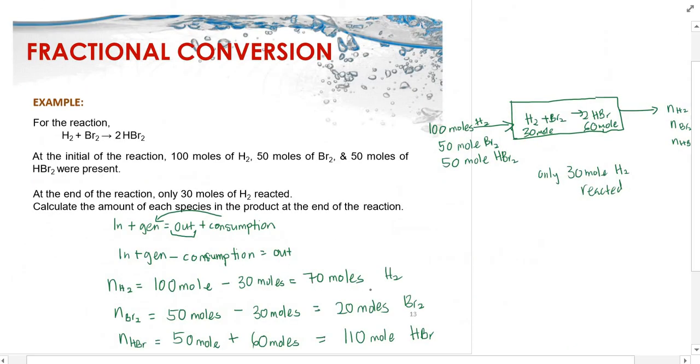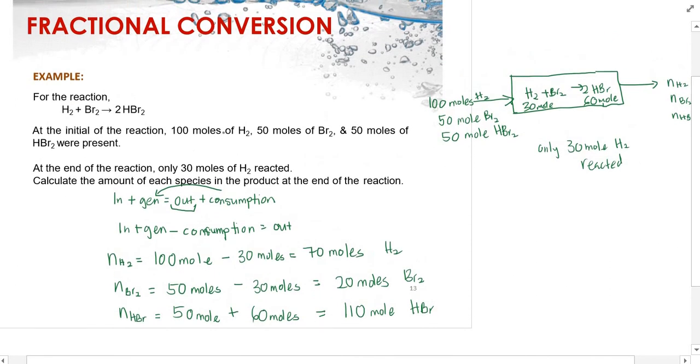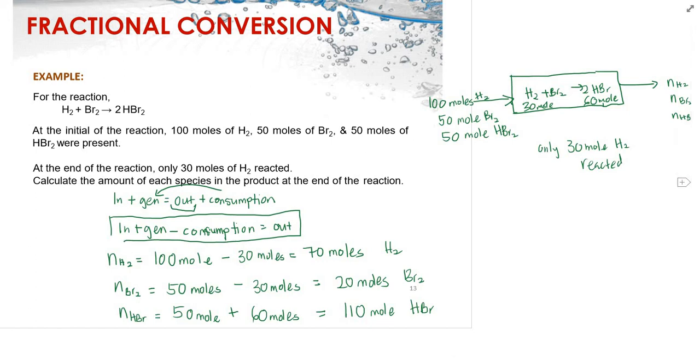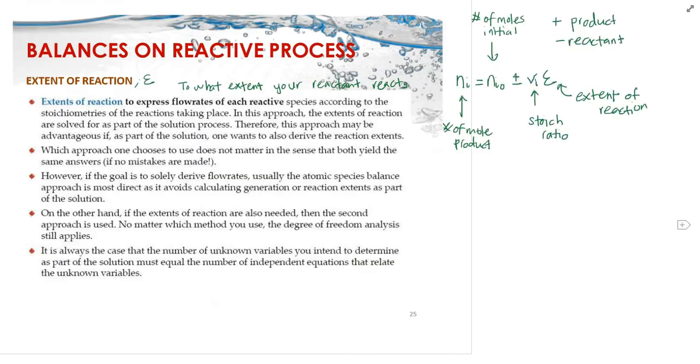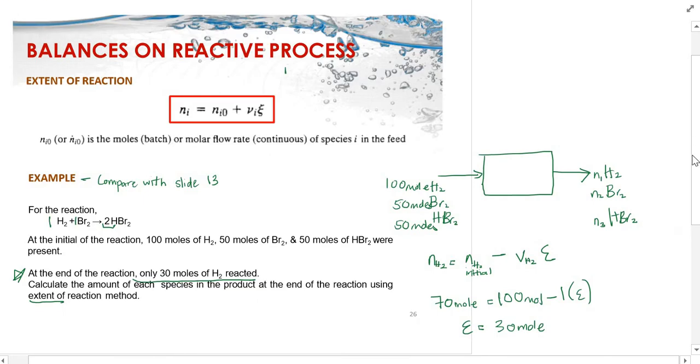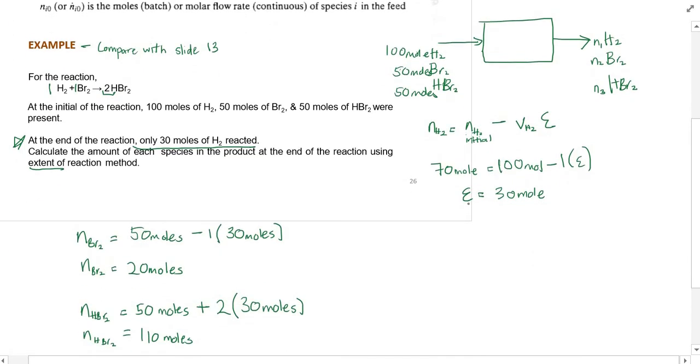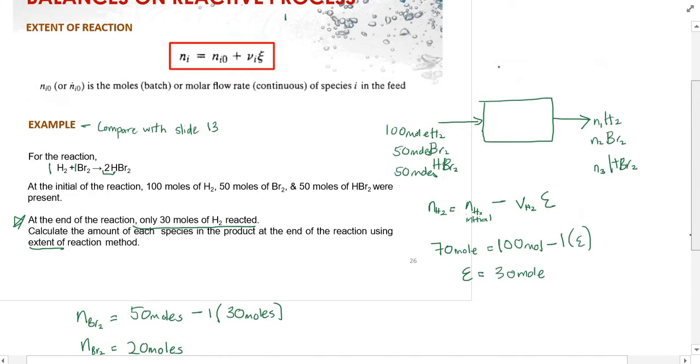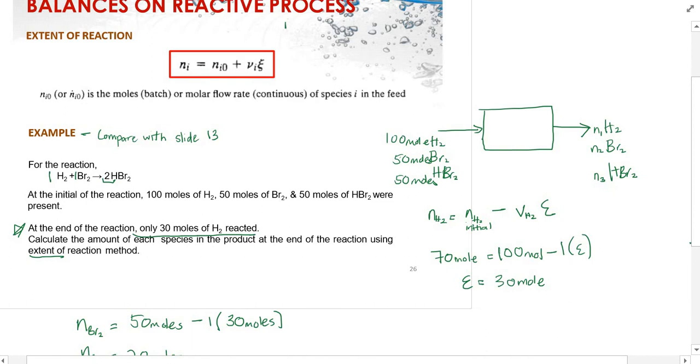Okay, you have 70 moles of hydrogen, 20 moles of bromine, and 110 moles of hydrogen bromide. Earlier you used the method of fractional conversion. Not really fractional conversion, but this general mass balance equation. But now we use the extent of reaction method, where we calculate the extent of reaction and use this formula to calculate the amount of each species in the product stream.